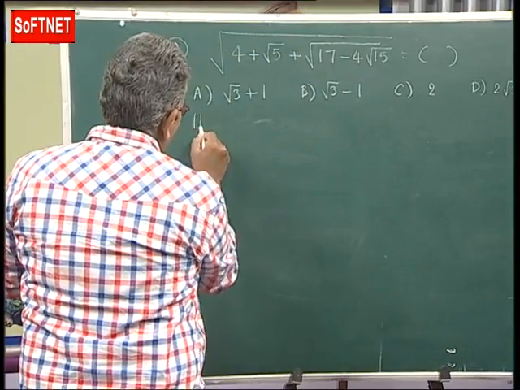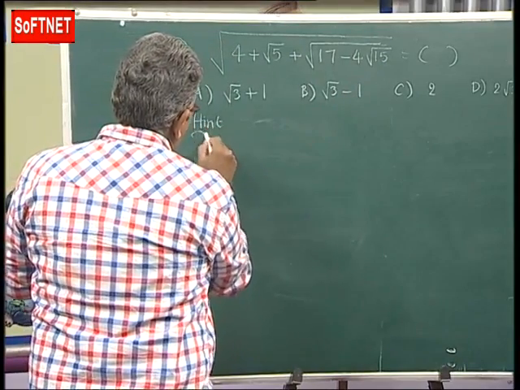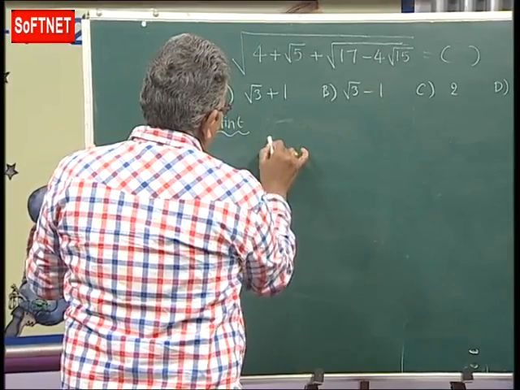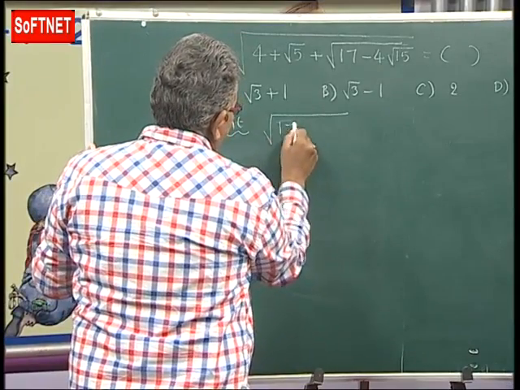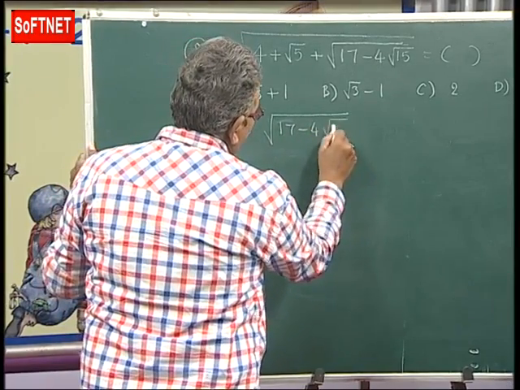See, let us go stepwise. Square root of 17 minus 4 root 15.